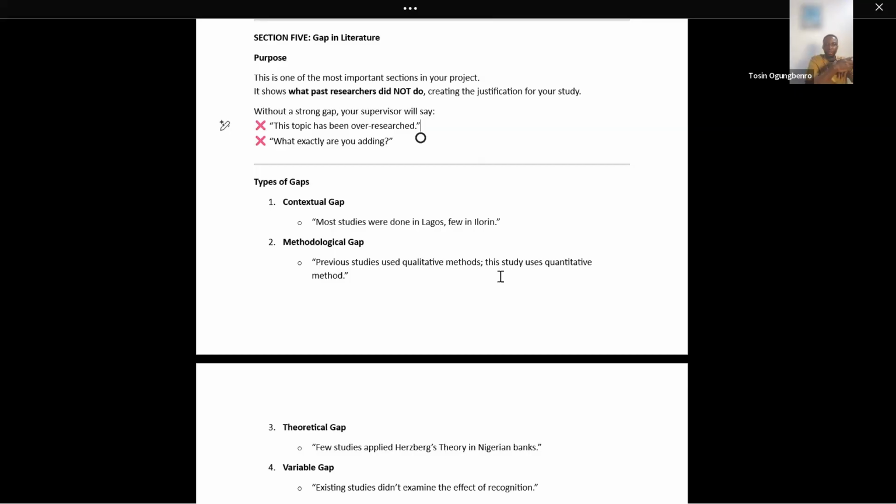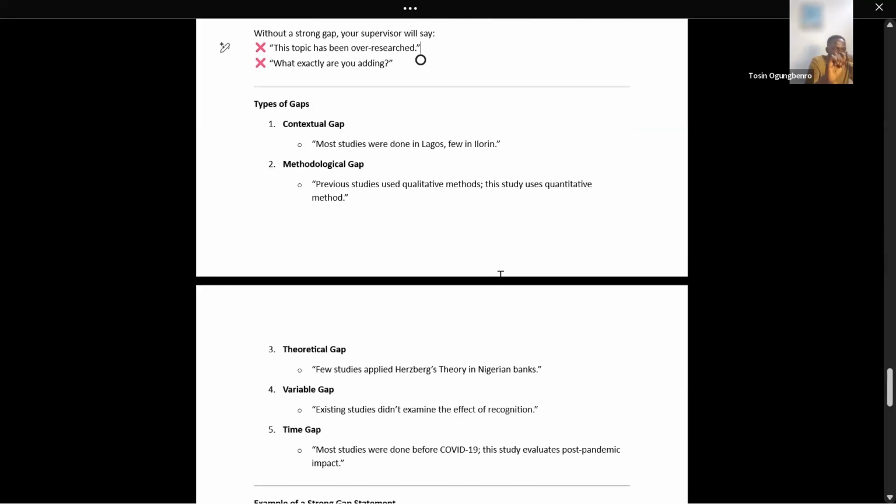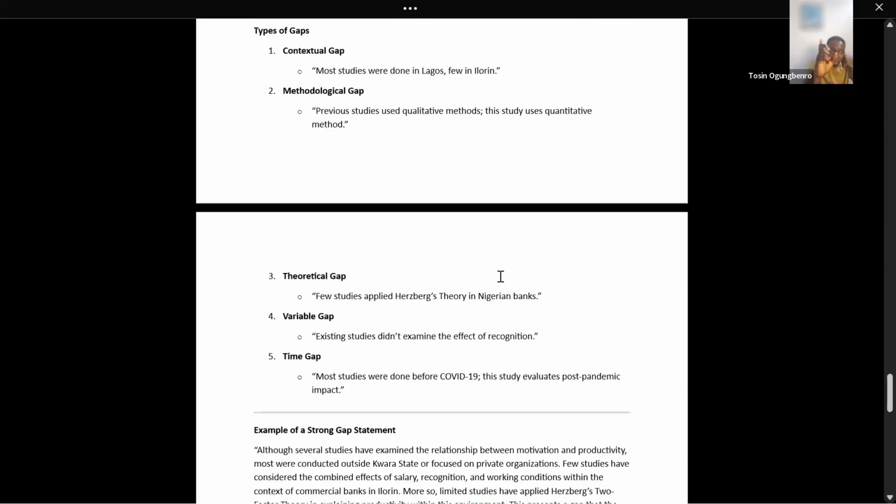Or maybe previous studies have only carried out systematic review, something like this. So it can be a methodological gap. It can be a theoretical gap. Few studies applied Herzberg theory in Nigerian banks, so you might want to explore different theories entirely. It can be a variable gap. Existing studies didn't examine the effect of recognition. Maybe that topic has been well researched, but only from a particular angle. Some angles have been ignored, and you want to pick one of those and examine it.